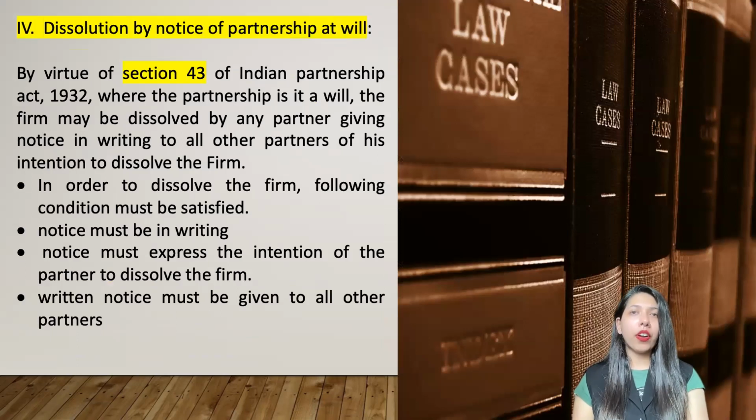And the fourth mode of dissolution is dissolution by notice of partnership at will. This is by virtue of Section 43 of the Indian Partnership Act 1932. Based on this, dissolution can happen by notice of partnership at will. The meaning is that the firm may be dissolved by any partner giving notice in writing to all other partners, communicating his intention to dissolve the firm.